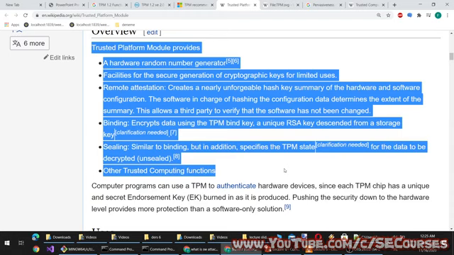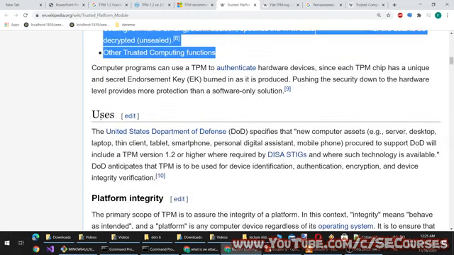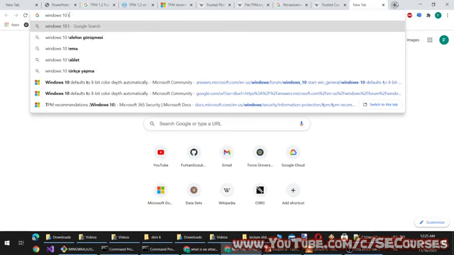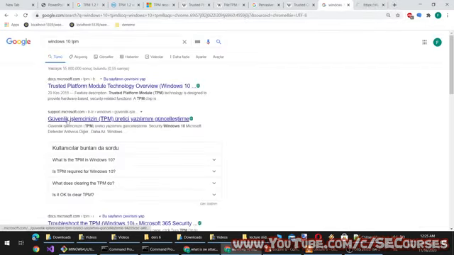Other trusted computing functions. I think Windows 10 has TPM features.